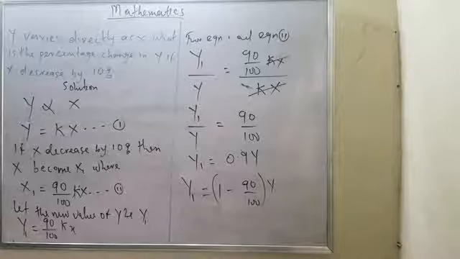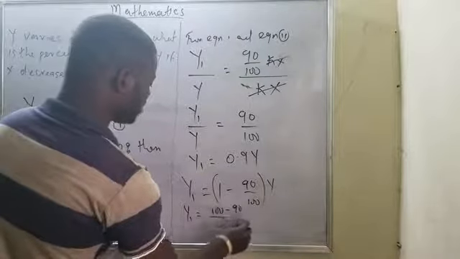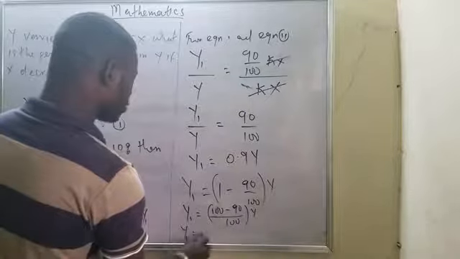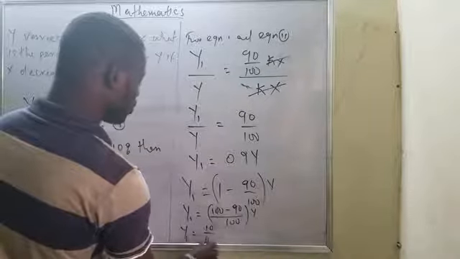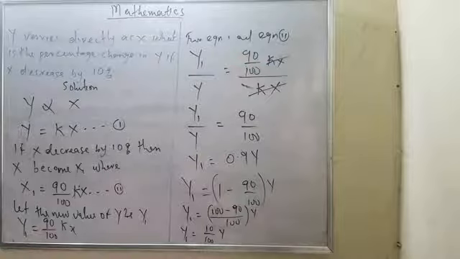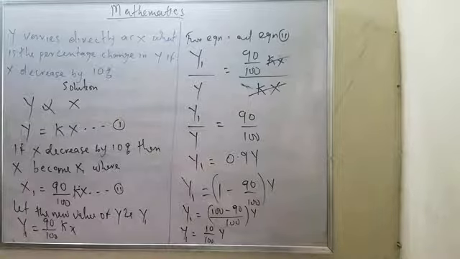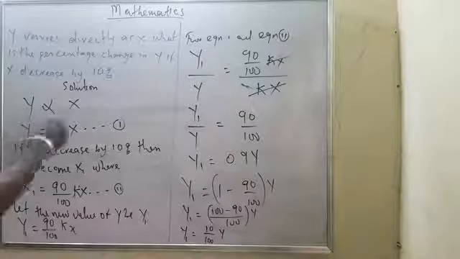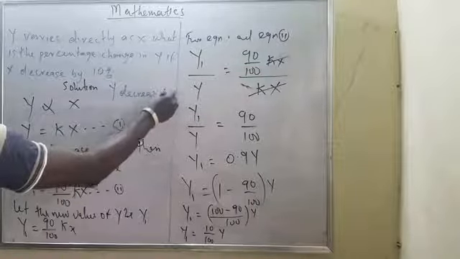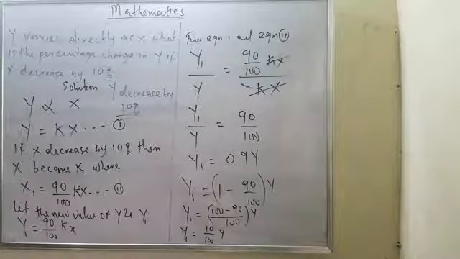Now it means I'll be having Y1 equals to 100 minus 90 divided by 100 of Y, which is Y1 equals to 10 all over 100 Y. It means I've satisfied that the decrease is 10%. It means Y decreases by 10%. That is all we need.